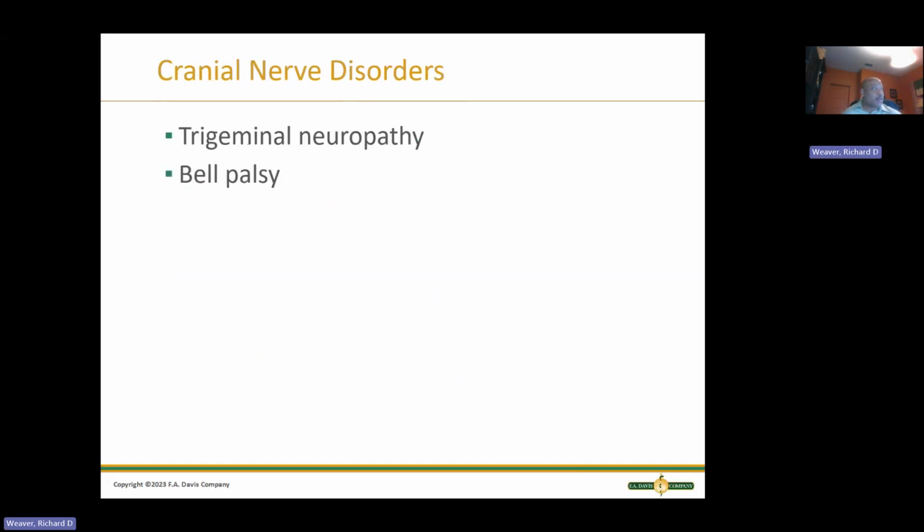Another condition we will talk about is a couple of conditions that involve the cranial nerve disorders, your trigeminal neuropathy, as well as Bell's palsy, which I've actually had the latter one before. Cranial nerves are the peripheral nerves of the brain. It's not a part of the central nervous system, but they are part of the brain, but they are referred to as the peripheral. There are 12 pairs of cranial nerves that innervate certain areas of the head, the neck, and special sensory structures.